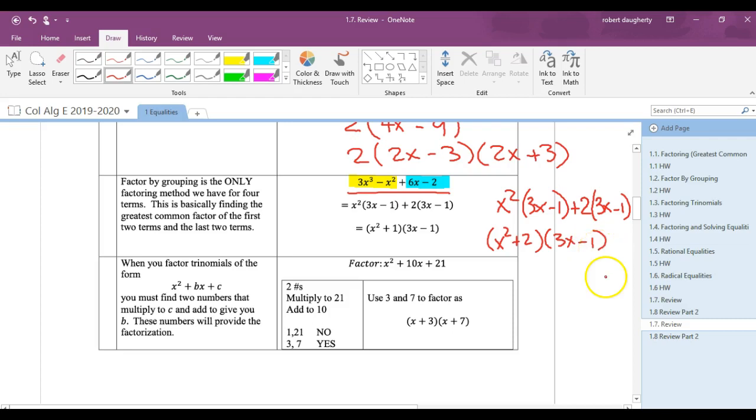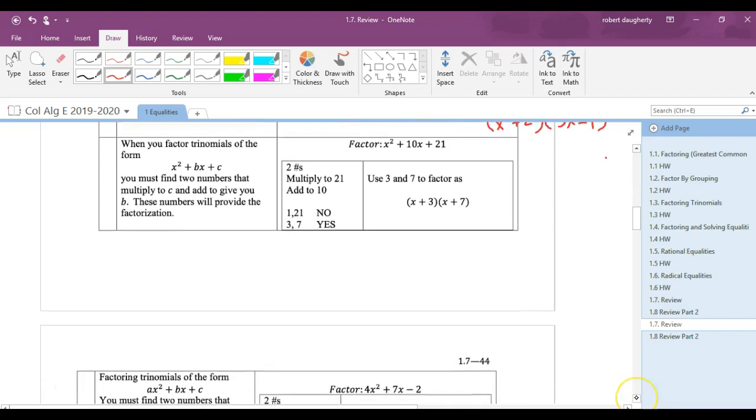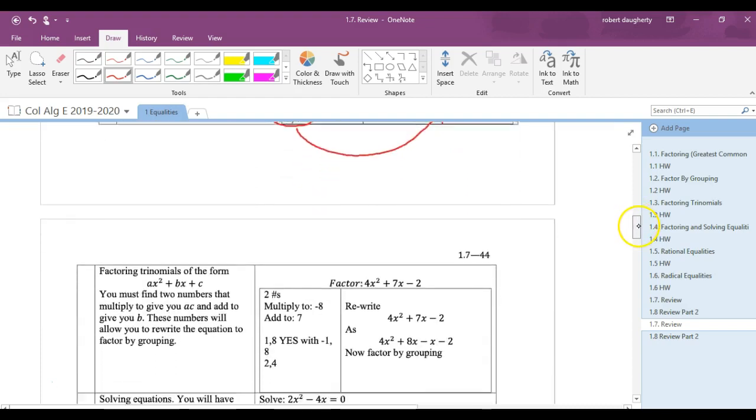Then we did factoring of trinomials. So with trinomials, you need to find 2 numbers that multiply to give you that one and add to give you that inside number. Things that multiply to 21 and add to 10, that's going to be a 3 and a 7. And because this is an x squared, not a 2x squared or 3x squared, you take these numbers, you go straight to your final answer, x plus 3, x plus 7.